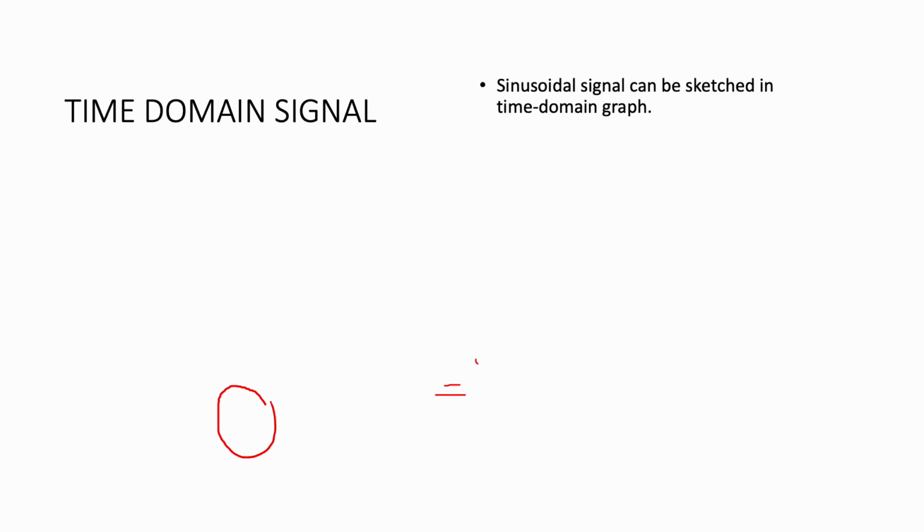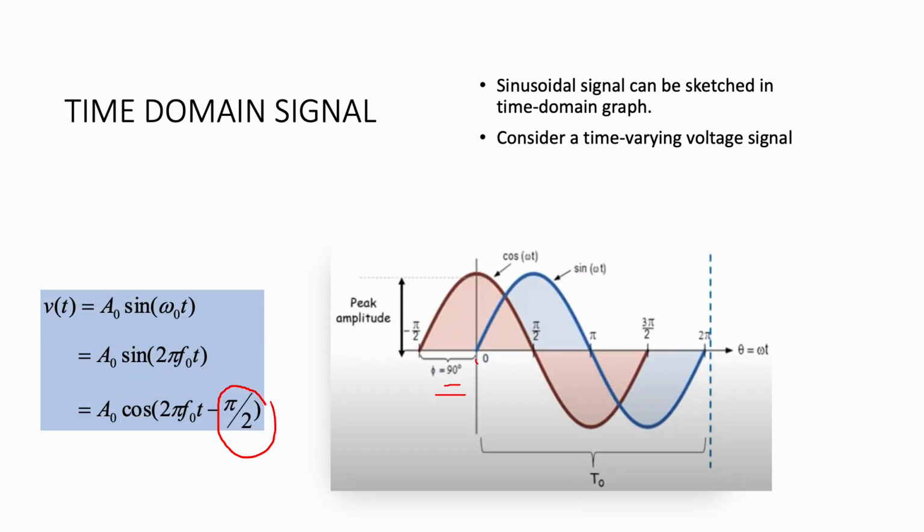Now let's look into the time domain signal. A sinusoidal signal can be sketched in a time domain graph, and it is considered a time varying voltage signal, for example, as such. This is written as sine. If it is written as cosine, we can see there is a phase delay here, so it is going to be minus pi over 2. If you want to convert from cosine to sine, there is going to be a phase advance, plus pi over 2, right?